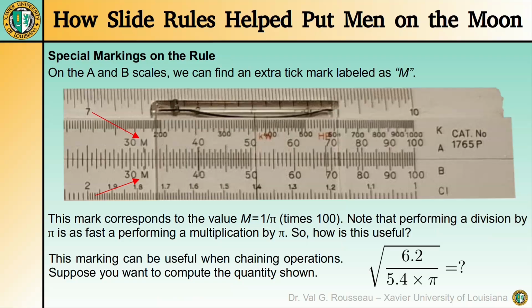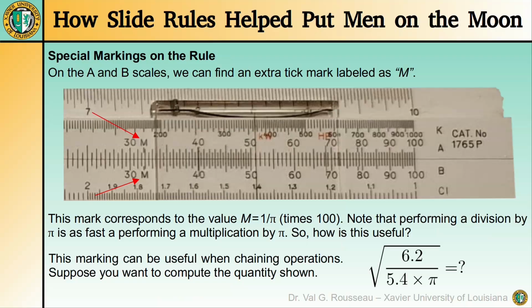Suppose we want to compute the square root of 6.2 divided by the product of 5.4 and pi. Since the A and B scales are identical and logarithmic, they can be used for multiplications and divisions in the exact same manner as the C and D scales. In the present case, it is advantageous to use the A and B scales for these operations so that the result of the square root can be directly read on the D scale. Let's do it in two different ways and see which one is faster.